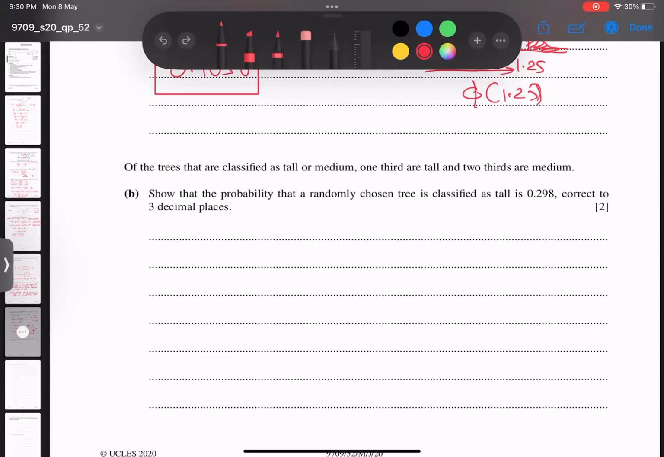Next question. Of the trees that are classified as tall or medium, 1/3 are tall and 2/3 are medium. This is the interesting part. What he's saying here once again is that 1/3 are tall and 2/3 are medium. So of the trees classified as tall or medium, what do we take as the whole here, students? If you look carefully, have a look at the diagram now.